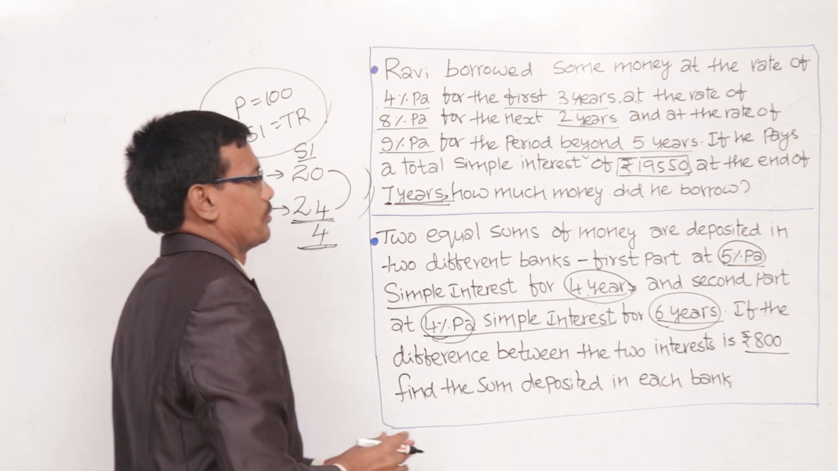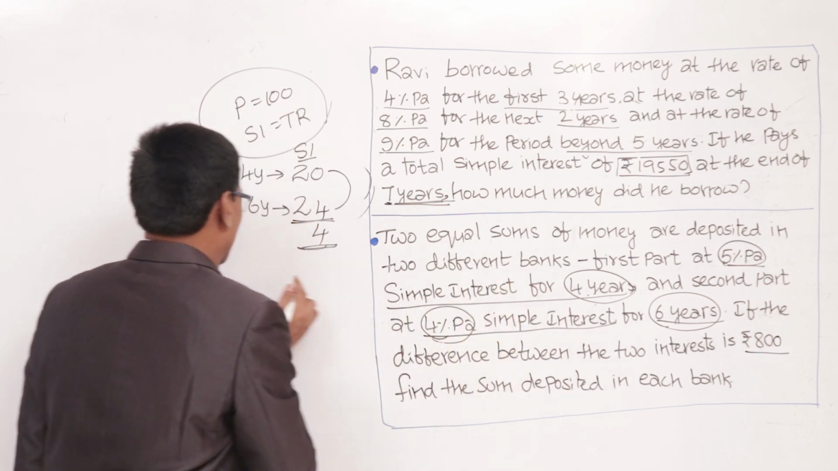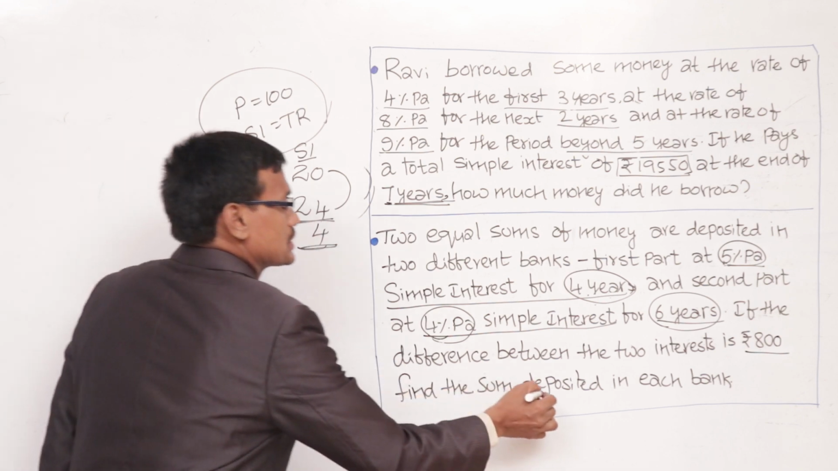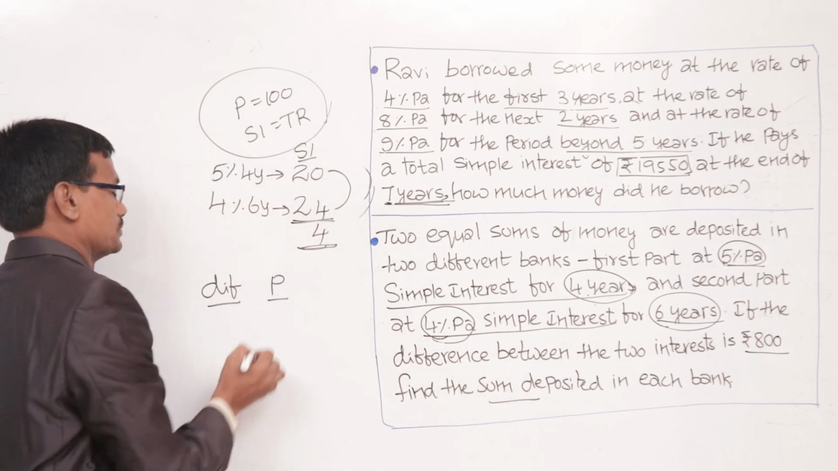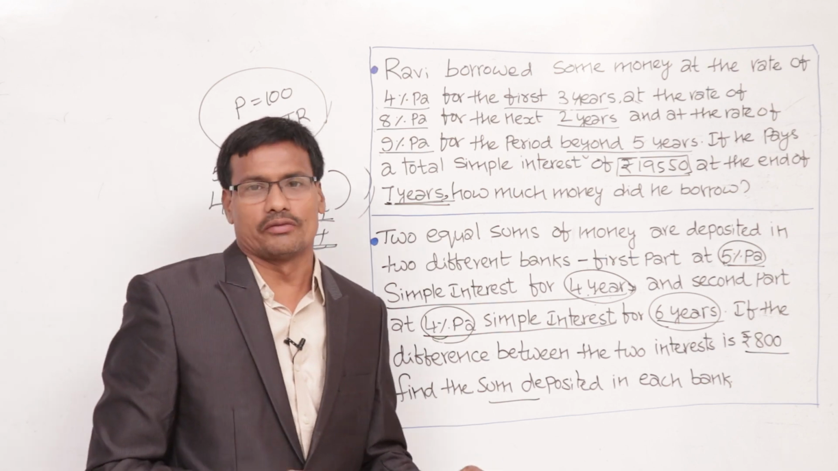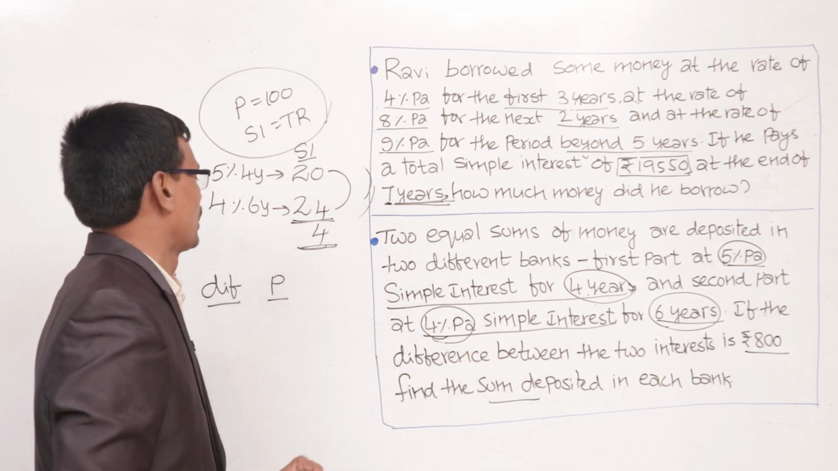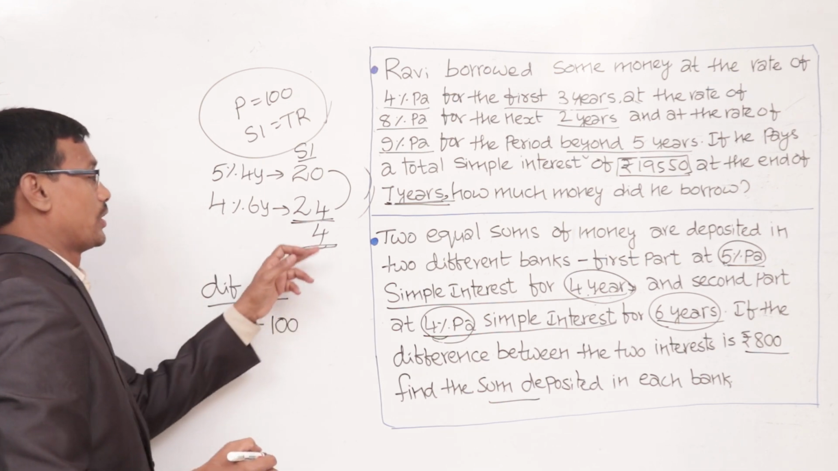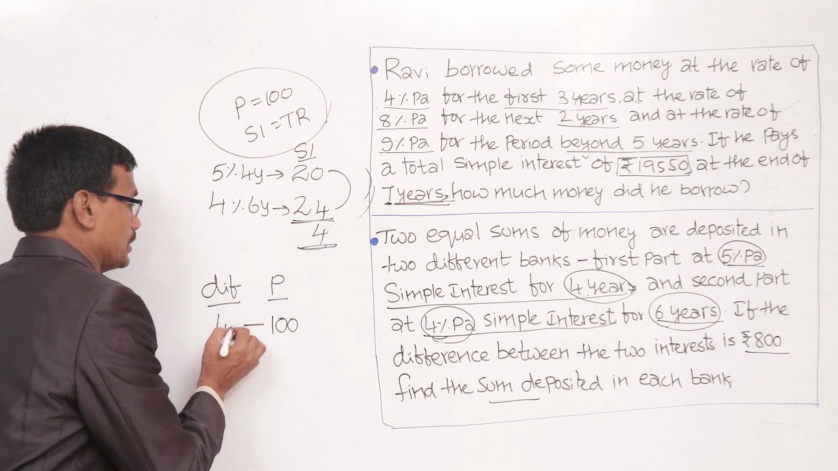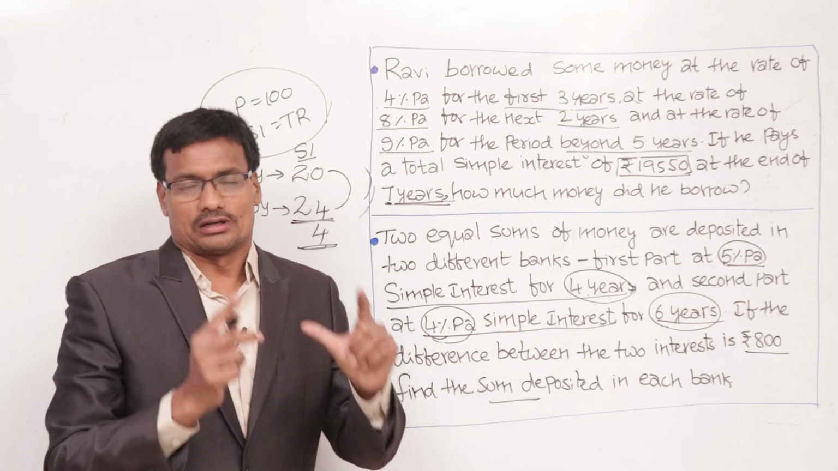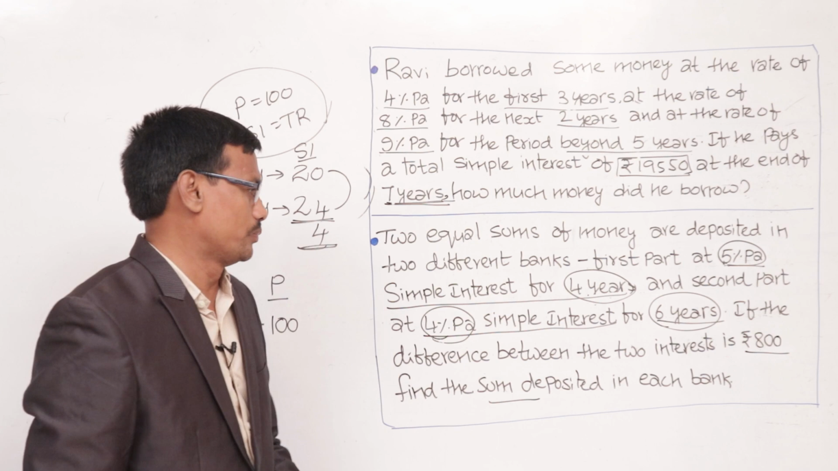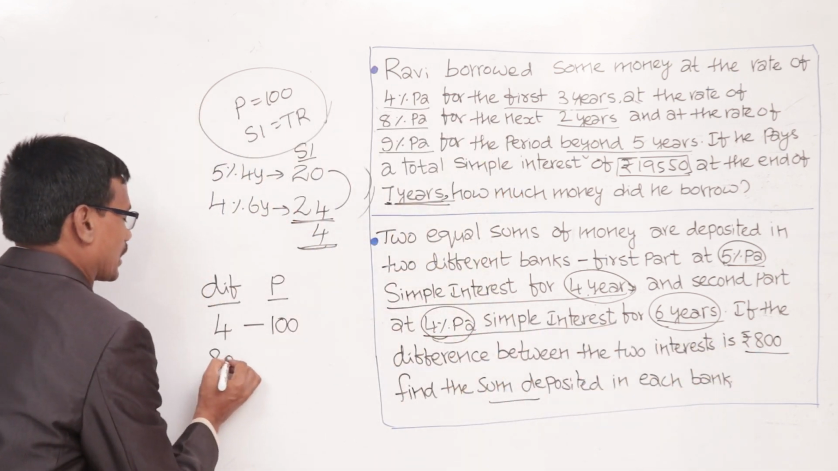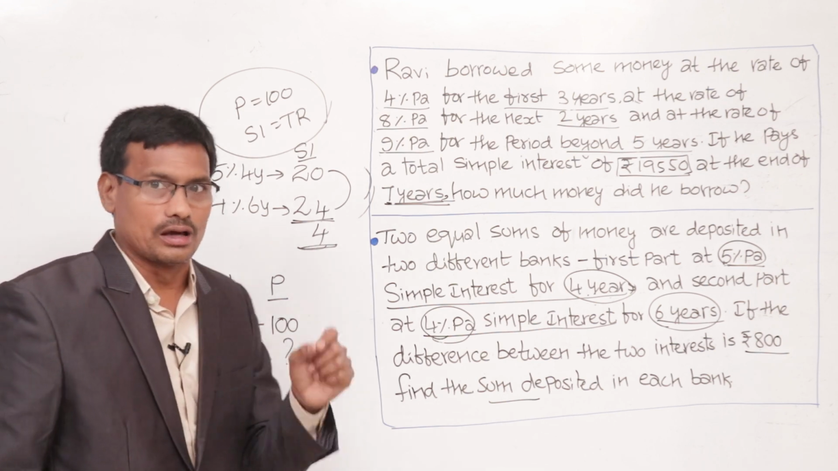So here what are they given? They are given the difference. Then what are they asking? They are asking the sum deposited, meaning the principal. So the difference they have given, and they are asking the principal. But for ours, when P is 100, the difference here is 4 rupees. But as for the problem, what is the difference they have given? 800 rupees. Then when the difference is 800, what is the principal?